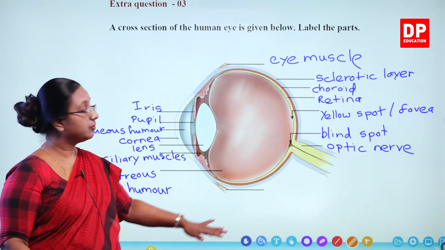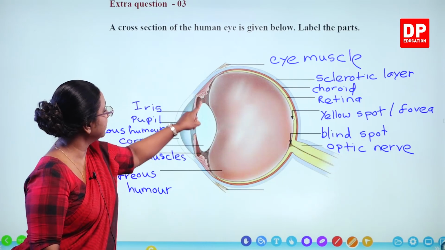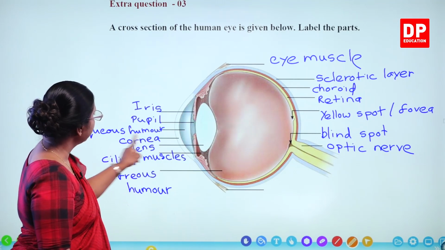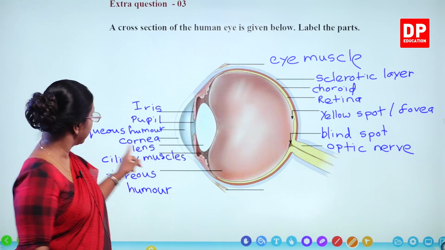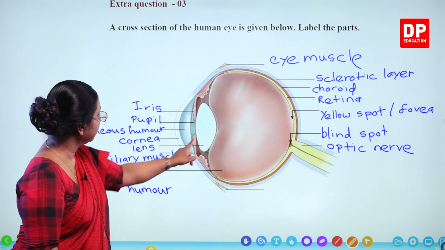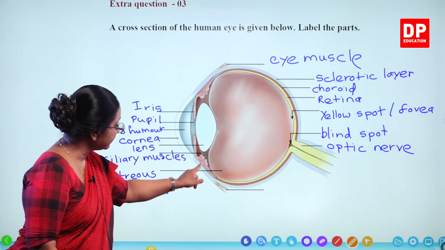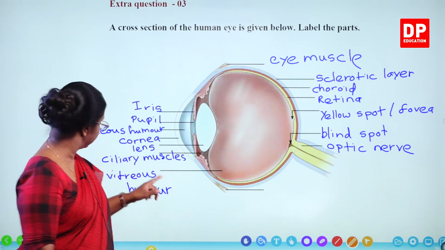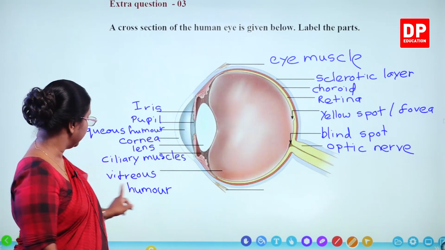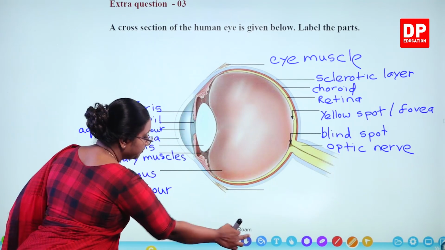So if we go through all the parts, this is the iris that controls the size of the pupil. So here is the pupil. Between the lens and the cornea, it is the aqueous humor. Then here we have the cornea. Then the lens. Lens is held by the ciliary muscles. And this part which fills up the rear cavity of the eye is the vitreous humor.